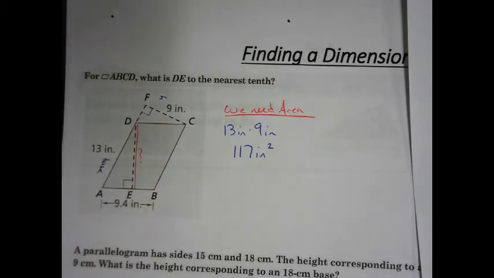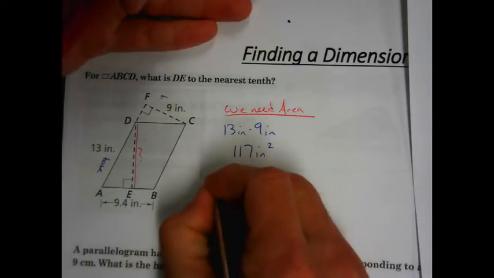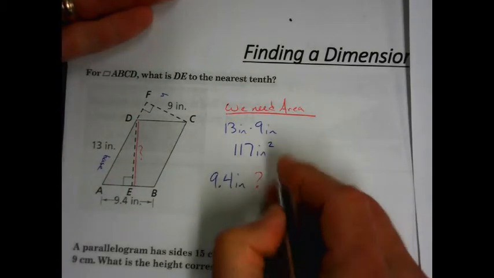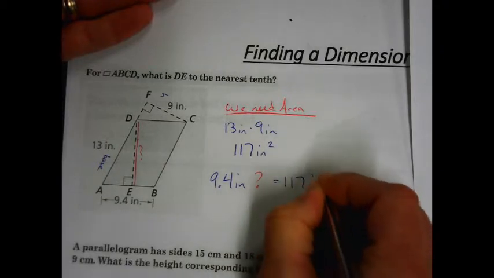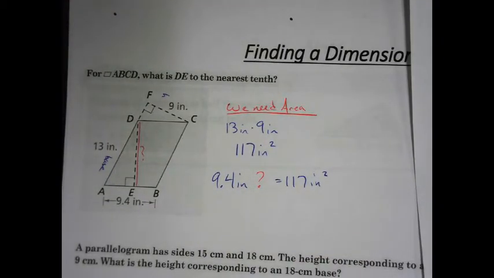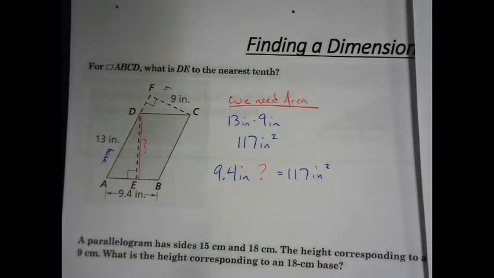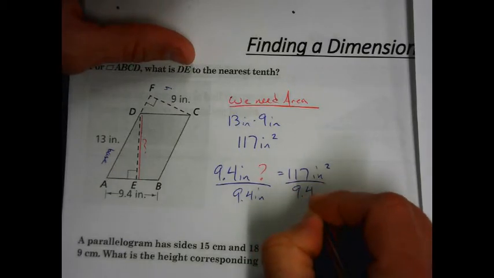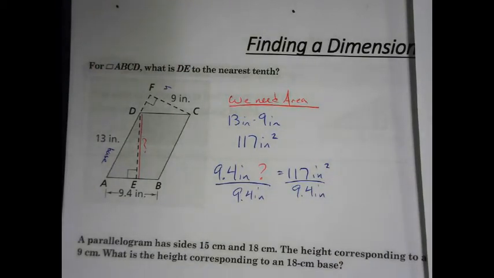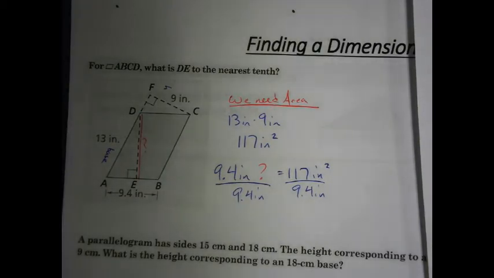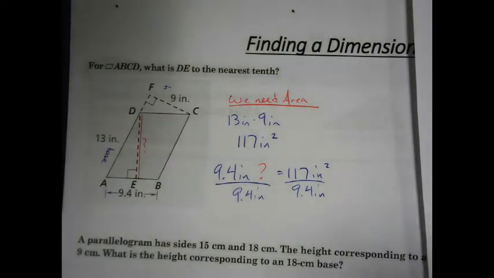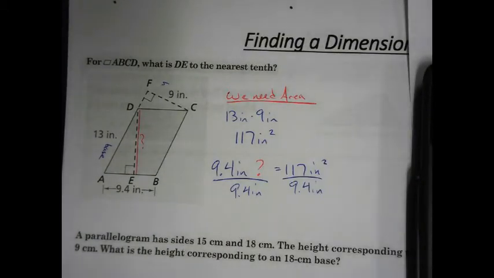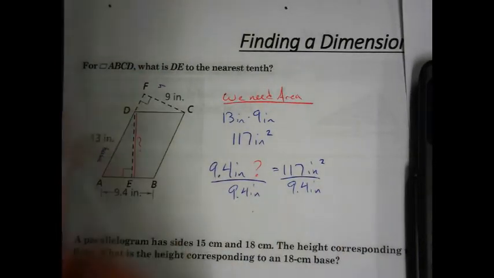So that means we were multiplying 9.4 inches times something, right? Times some question mark, and then that would give us 117 inches squared. So how then are we going to figure out the question mark? Of course, we divide by 9.4. So we will divide both sides by 9.4 inches. Okay, and again, units matter. You'll see why in a second. So all we have to do is divide 117 by 9.4, and we get a pretty significant number showing up in our calculator. But we're going to round to the nearest tenth. So to the nearest tenth, we have 12.4.